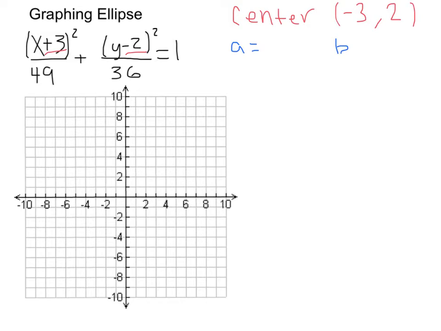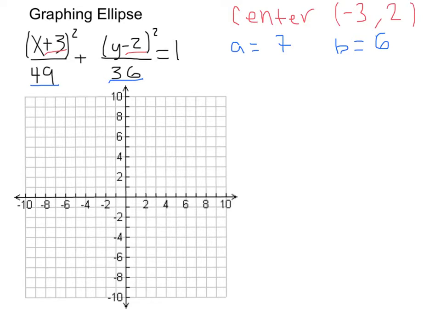So the a value is going to be the square root of the number underneath the x term. Square root of 49 is 7. The b value is going to be the square root of the number underneath the y term, which gives us 6.